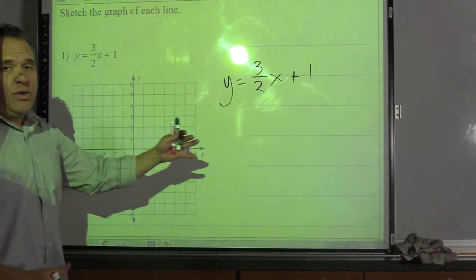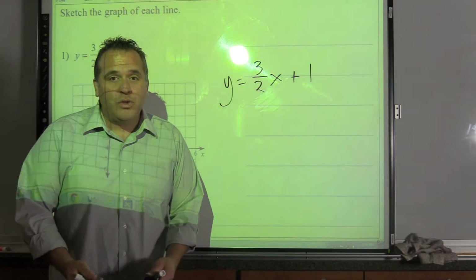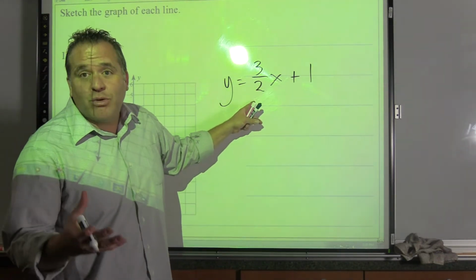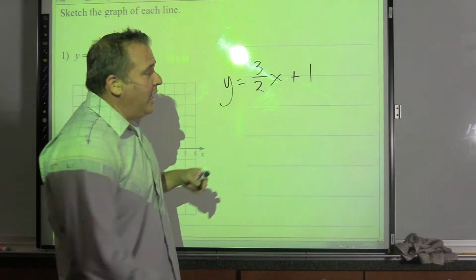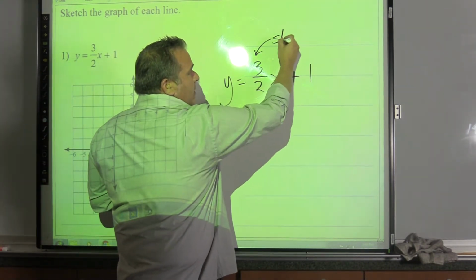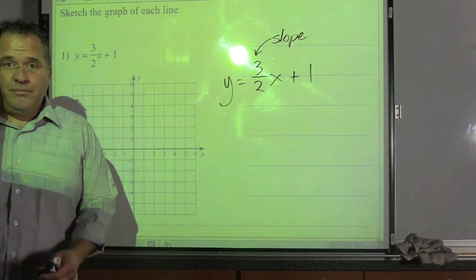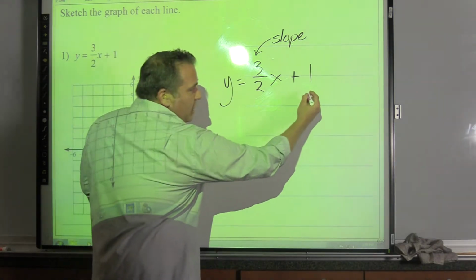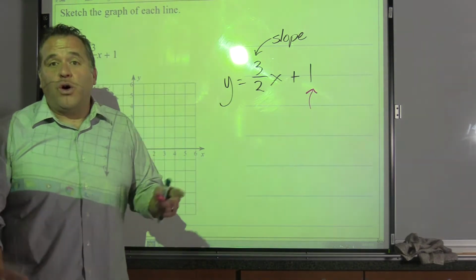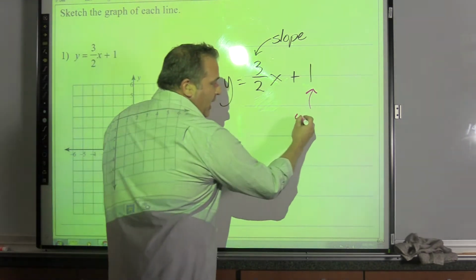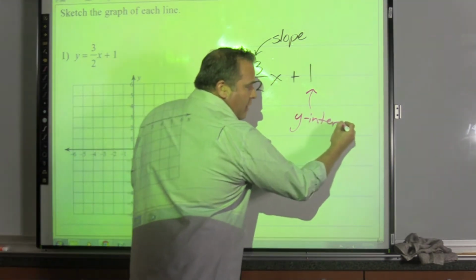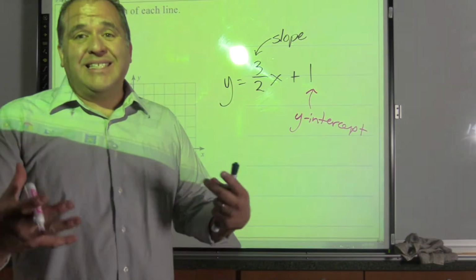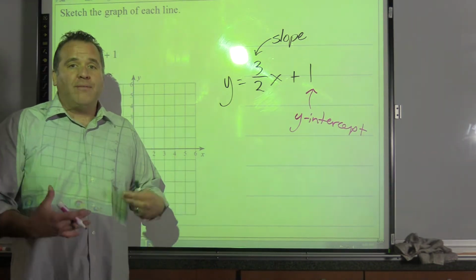Now, in this equation, there are several parts that we need to know. First, this number in front of the x is called the slope, okay? It's very important we understand that that is the slope. The other thing we need to know is that this number right here, this 1, has a special name, and it's called the y-intercept. You need to know these two numbers because they will help you graph the equation.